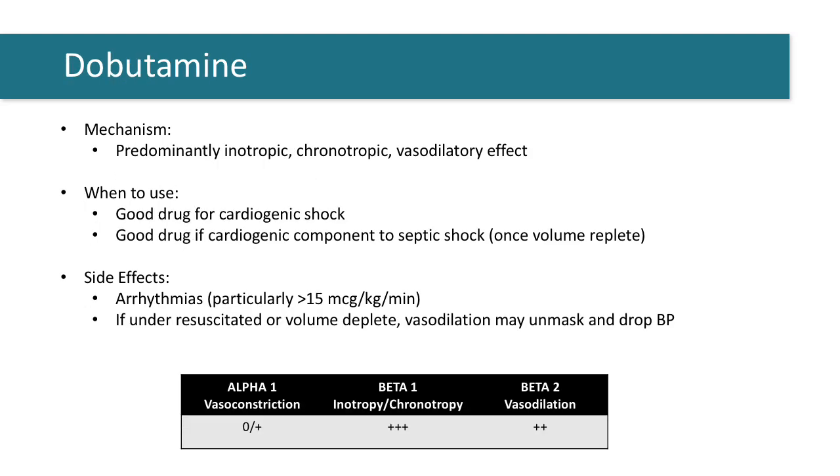Dobutamine is one of the most common inotropes that we use in the intensive care unit. Its primary mechanism is inotropy, chronotropy, as well as a vasodilatory effect. It's best used for cardiogenic shock states, as well as septic shock with cardiogenic or myocardial depression. Ideally, in this context, it should be used when patients are volume replete. The primary side effect of dobutamine really is arrhythmia, particularly when using doses of greater than 15 micrograms per kilo per minute. If a patient is under-resuscitated or volume deplete, vasodilation may unmask as a drop in blood pressure when initiating dobutamine.